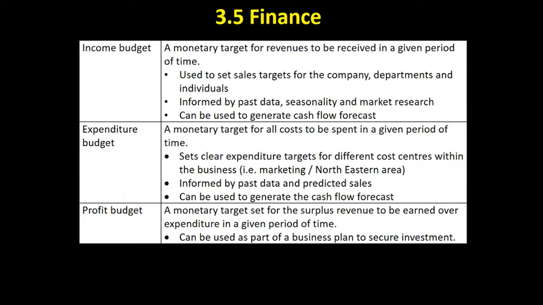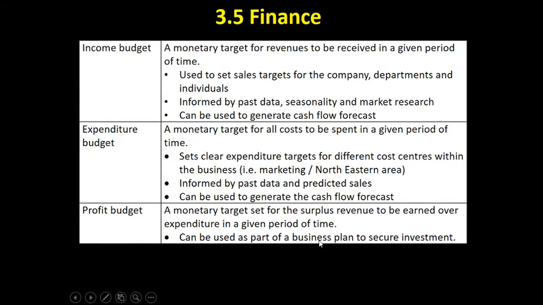A profit budget is really important to know, and it can be calculated quite simply. It's simply the income budget, how much we're going to earn from revenue, minus the expenditure budget, how much it's going to cost us to earn that revenue, and that should give us our profit budget, which is a target set for the surplus revenue to be earned over expenditure in a given period of time.